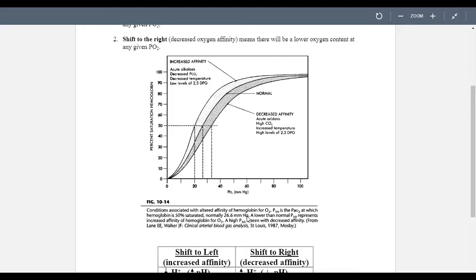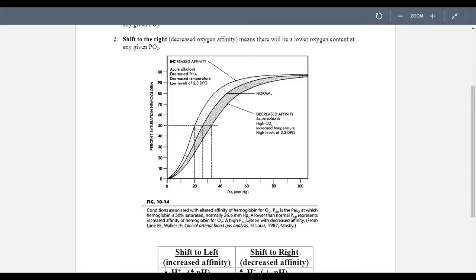Lefty loves, right releases. There are some things that cause this left shift and some things that cause the rightward shift. Now, you're not going to get it all from the lecture. Make sure you read about the oxygen hemoglobin curve. If you don't know exactly what page, you can always look in the index of your Egan's book and look up oxygen hemoglobin curve, and that'll take you exactly to the page where it's listed.